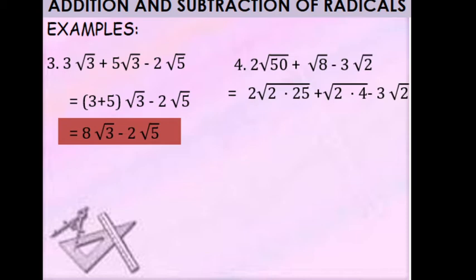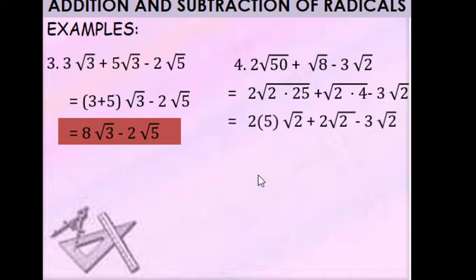Okay, so ngayon, itong 25 and itong 4, they are perfect square. So, ibig sabihin, pwede nating kuhanin ang square root ng 25 and ng 4. And then, pag nakuha natin yung square root ng 25, kailangan natin siyang i-multiply sa 2. Ganon din, kapag nakuha natin yung square root ng 4, kailangan natin siyang ilabas din sa radical symbol or sa radical sign.